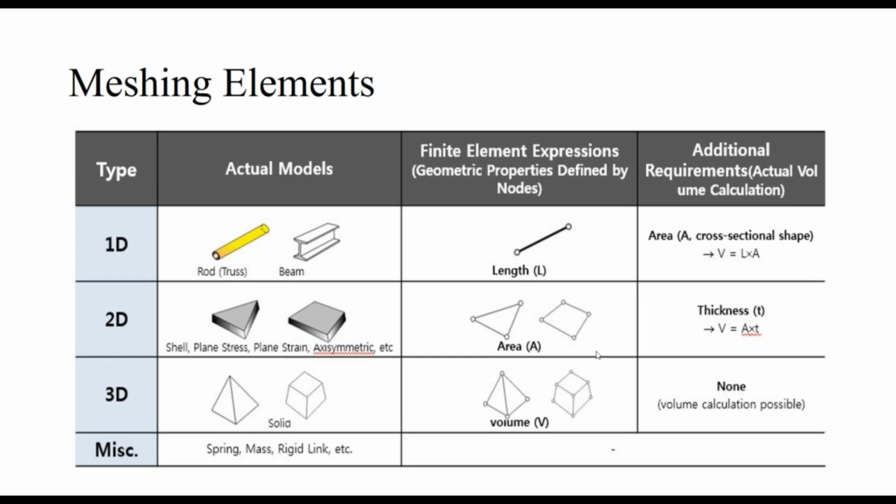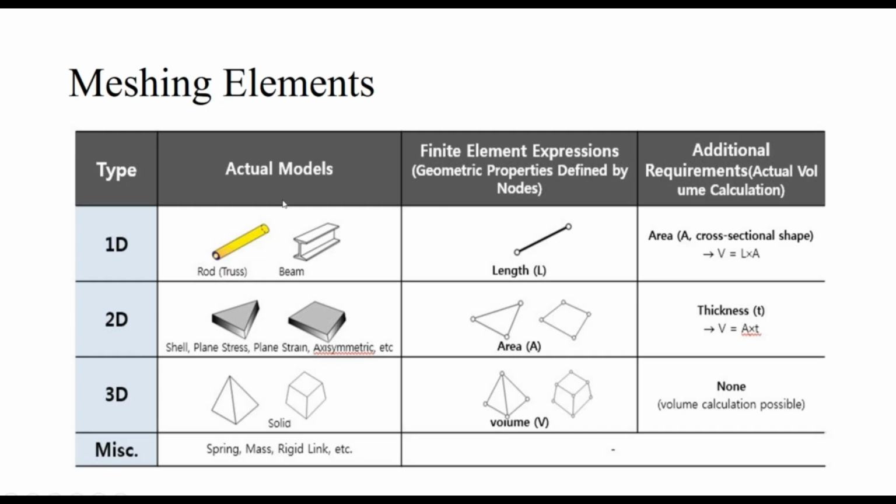Then coming to the meshing elements, there are different types of elements. First of all, I am going to tell you what a node is and what an element is. For example, take the 1D element; see here, these are the actual models. If you have a truss or rod, or beams, you can model them as 1D elements. In the 1D element, these points are known as the nodes, and whatever degrees of freedom are defined, they are defined at these points, and the line which joins these two nodes is known as the element.